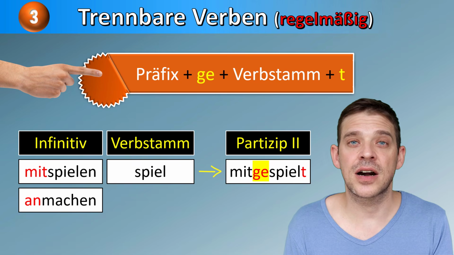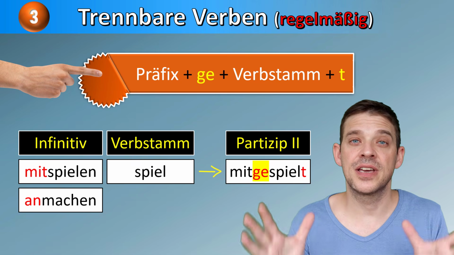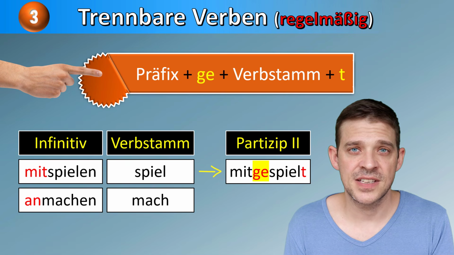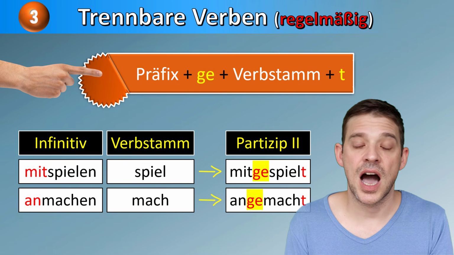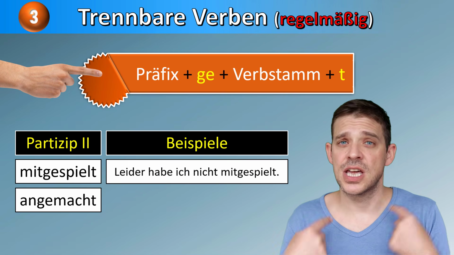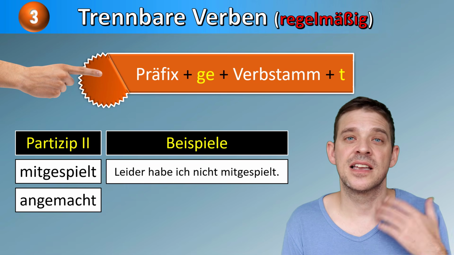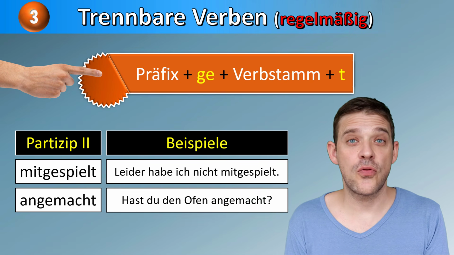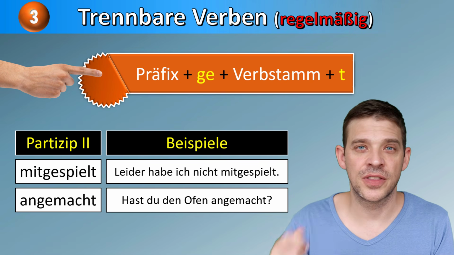Oder das Verb anmachen. Anmachen heißt to turn on something. Again, machen, a regular verb, therefore the whole thing is regular. Der Verbstamm ist mach, same like before. So the Partizip would be angemacht. Beispiele. Leider habe ich nicht mitgespielt. Unfortunately, I didn't play in this game or with these guys. Angemacht, hast du den Ofen angemacht? Did you turn on the oven?